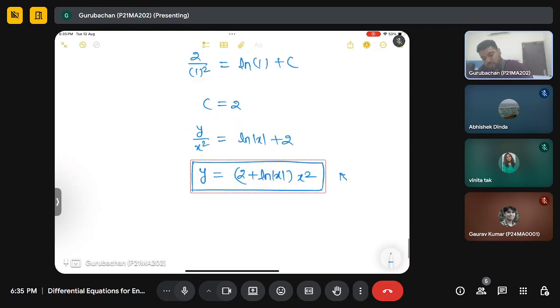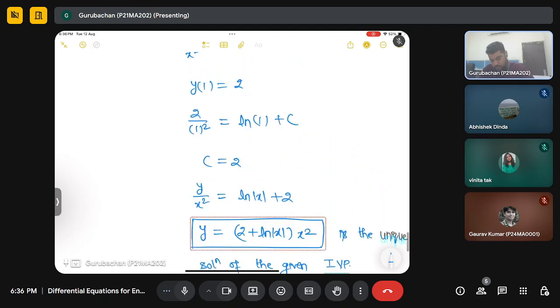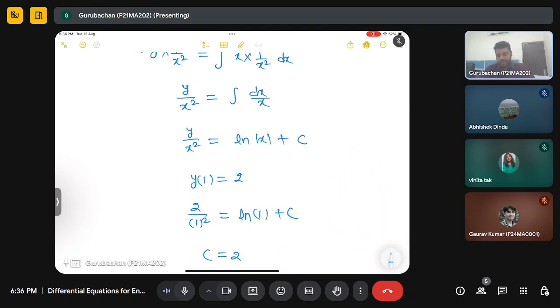I am writing unique because we calculated the value of the arbitrary constant. So this is the unique solution of the given IVP. IVP means initial value problem. Since we have been given the initial condition, that's why I'm calling it an initial value problem. I hope it is clear to everyone.